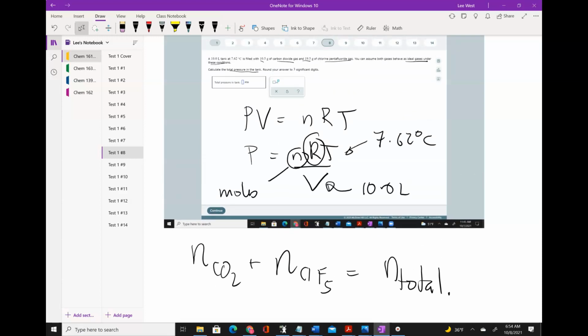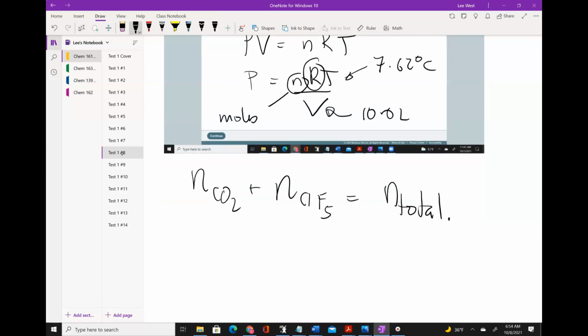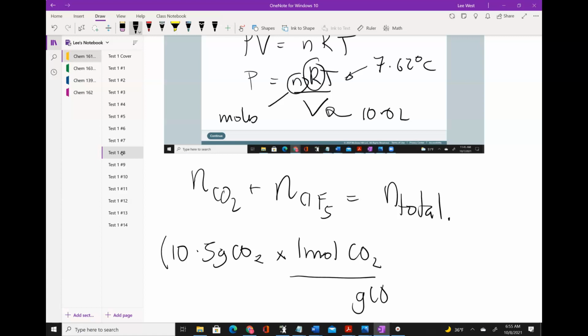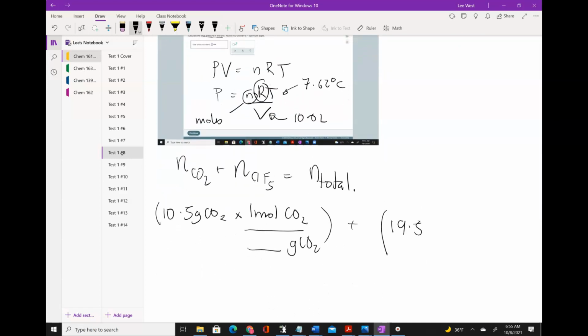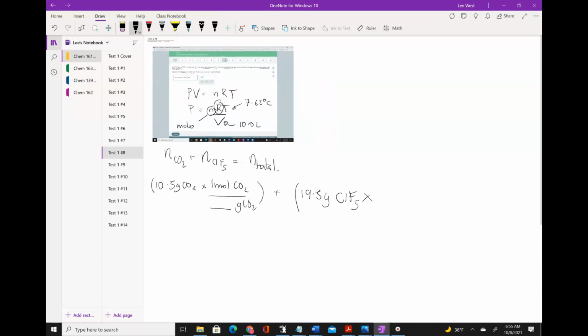So I'm going to need some molar masses. For CO2, I've got 10.5 grams of CO2, and 1 mole of CO2 weighs however many grams. And then I'm going to need the same for 19.5 grams of ClF5, and we'll need the molar mass of ClF5.